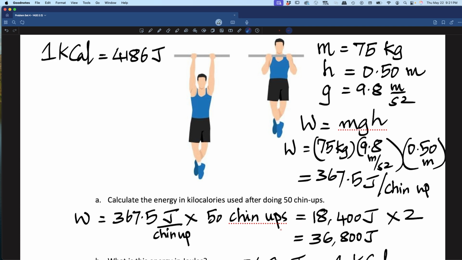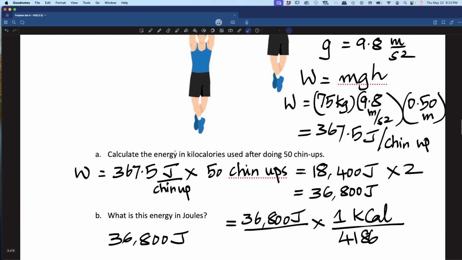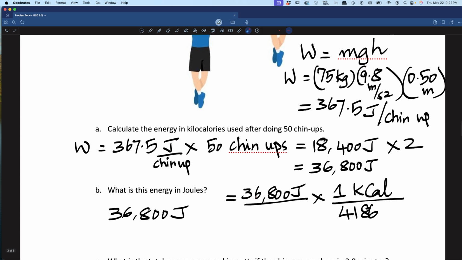Now, how do you change it into kilocalories? You have to remember this conversion. 1 kilocalorie is 4,186 joules. And now you know how to change it. 36,800 joules into 1 kilocalorie by 4,186. That will give you the answer. I have not put it, but you can find it.